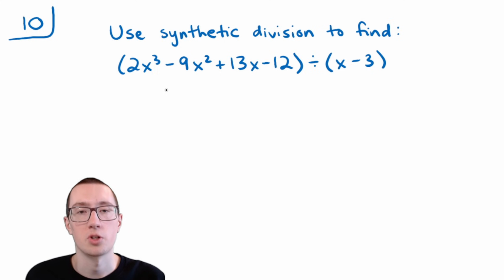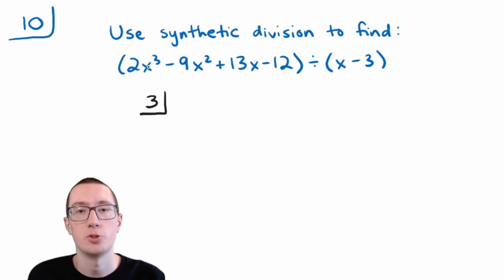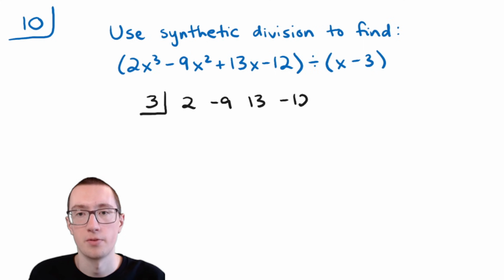So what we're going to do is draw a little box here, and we're going to put whatever number is here with the opposite sign. So in this case, we have minus 3, so we're just going to put 3. And if this was x plus 3, then we would have to put minus 3. And then we're just going to list all of the beginning numbers here. So we have 2x to the third, so it's going to be 2, negative 9, 13, and negative 12.